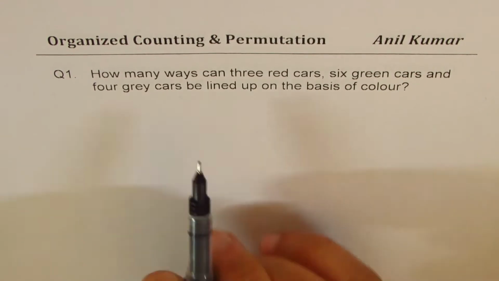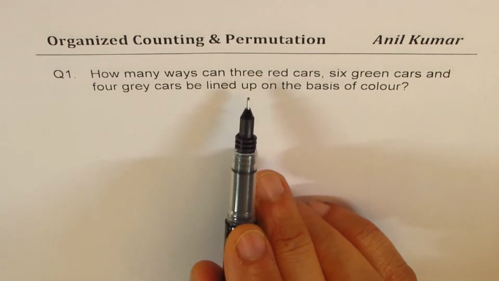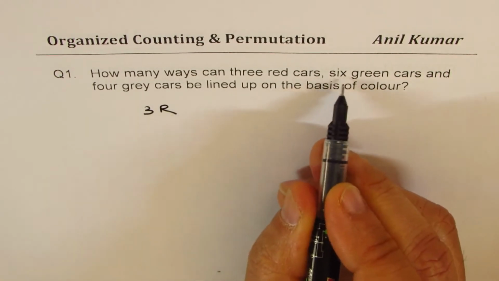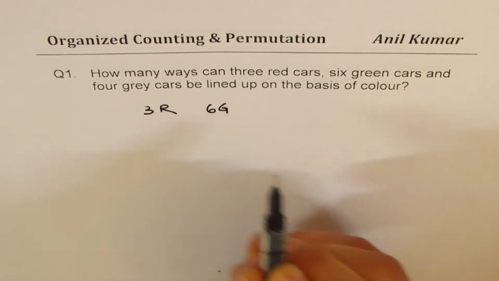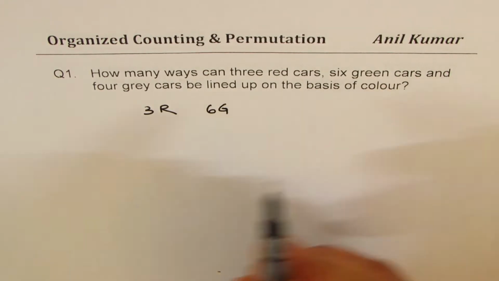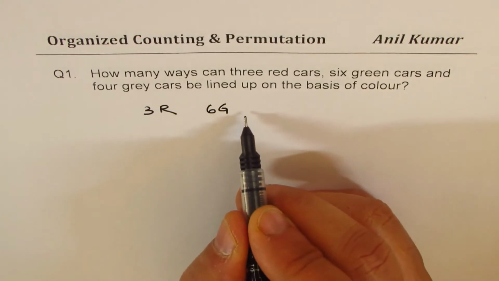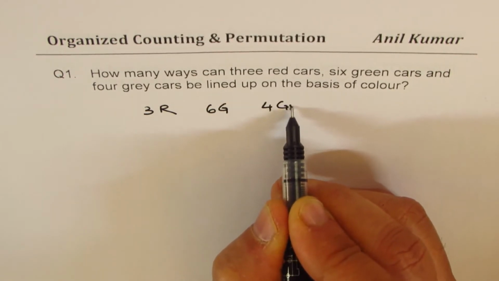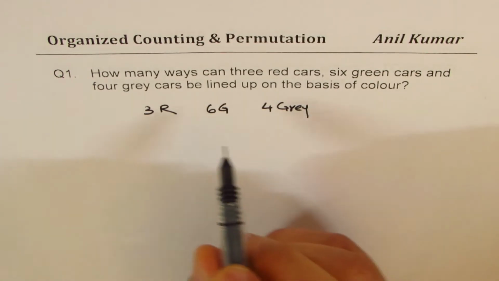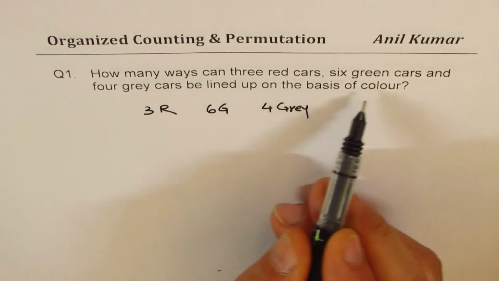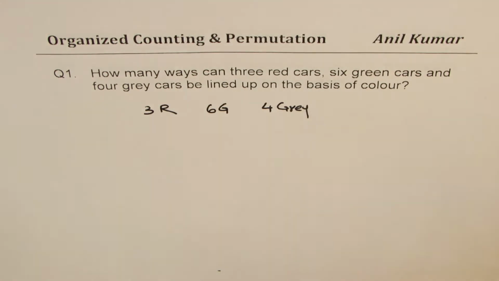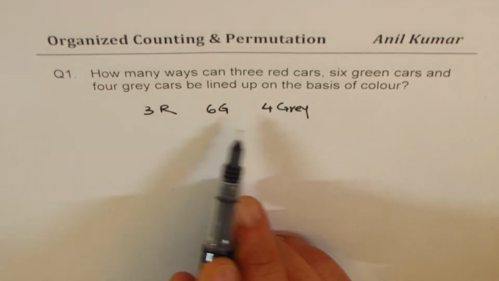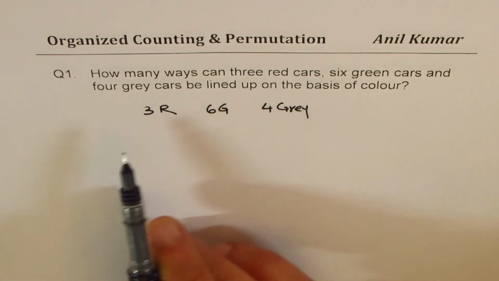Question number 1. How many ways can 3 red cars, 6 green cars, and 4 gray cars be lined up on the basis of color? So disregard anything else. We have 3 types of colors here, red, green, and gray. In how many ways can you arrange?